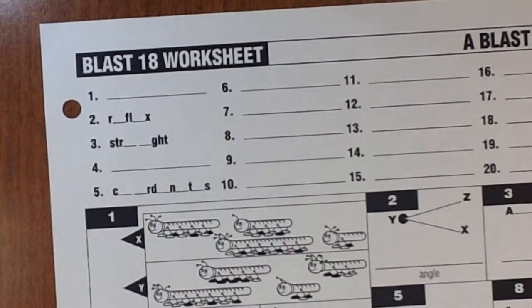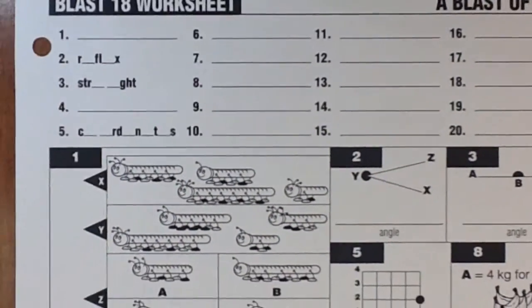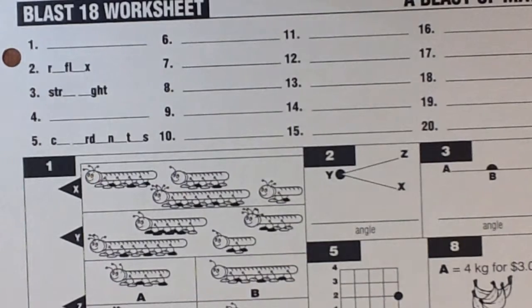Number 4, not on the paper, but you need to listen. If you were to write the capital letters of the alphabet, I want you to think of a capital letter that is made up of 2 vertical lines, 2 lines that go up and down, and 2 oblique lines, so 2 lines that are on a diagonal. So which capital letter is made up of 2 vertical lines and 2 oblique lines?